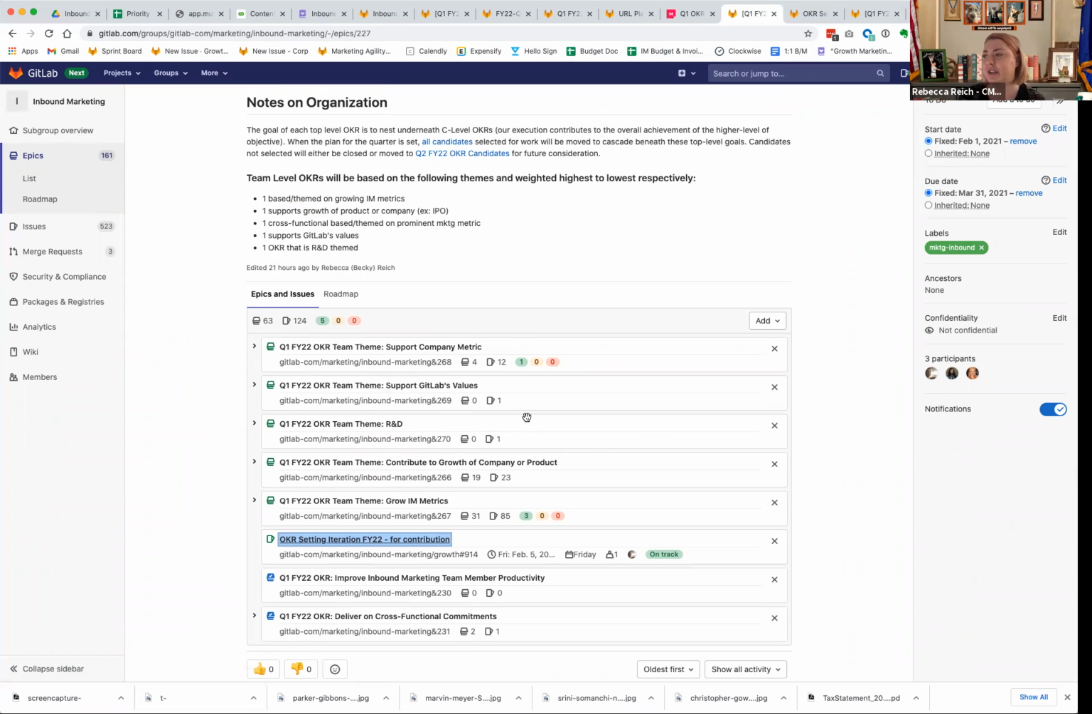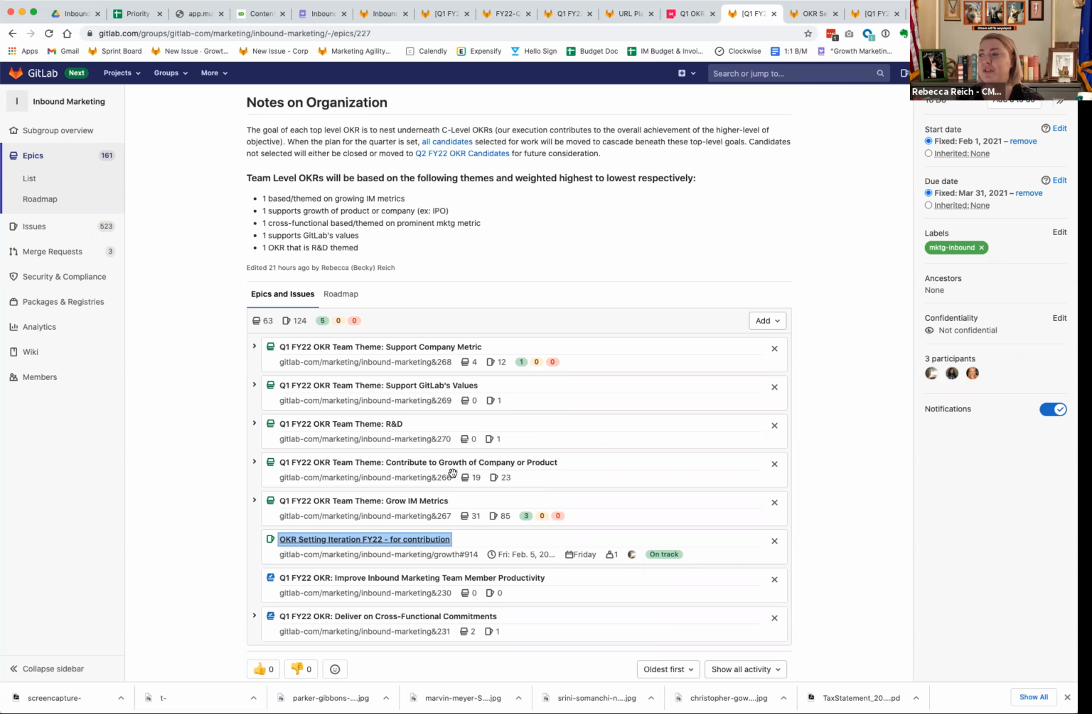So you can see under here the amount that these are weighted. So the grow IM metrics, because this is our main metric that we're trying to get at, there are 31 epics in here, but some of them are closed. There's 28 open epics and there's 71 open issues within it. So you can see that this is weighted more.